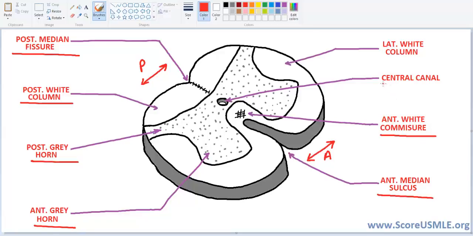And here comes the central canal. Now the central canal is the cavity through which the cerebrospinal fluid flows. And it'll be interesting for you to know that the central canal is continuous superiorly with the fourth ventricle. And that is the lateral white column.